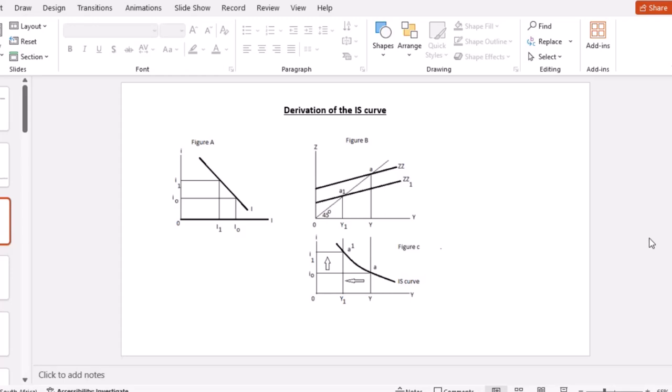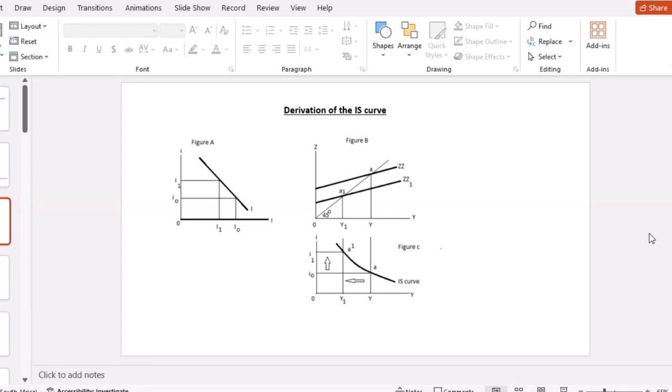It's the next point of the IS curve. So we have two points, and we join these two points. We join A1 and A, and we get the IS curve. So that is the derivation of the IS curve. If you want a more accurate IS curve, you repeat the same exercise by changing your interest rates to I2, and so on. You will have a series of goods market equilibrium points, and you'll have more points in figure C, and you'll have a more accurate IS curve.